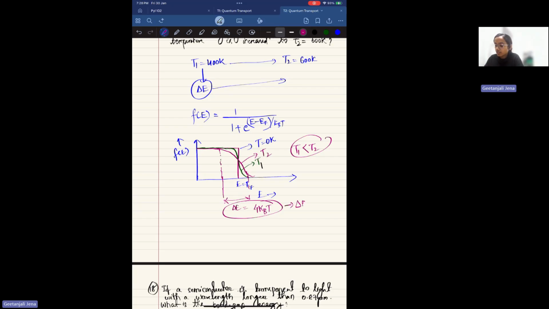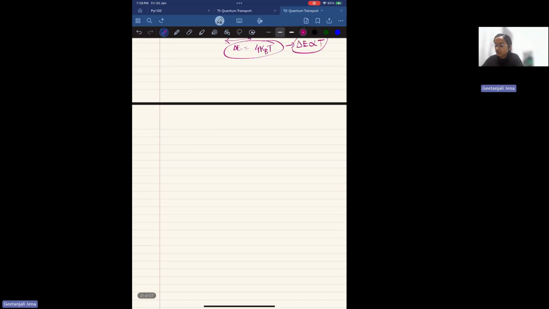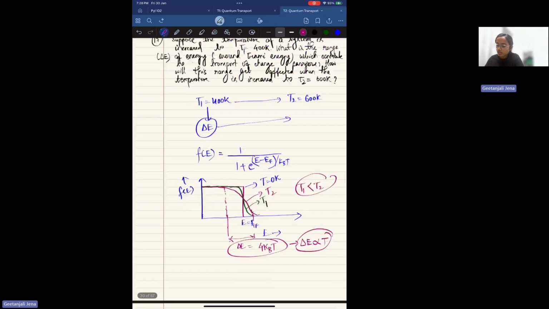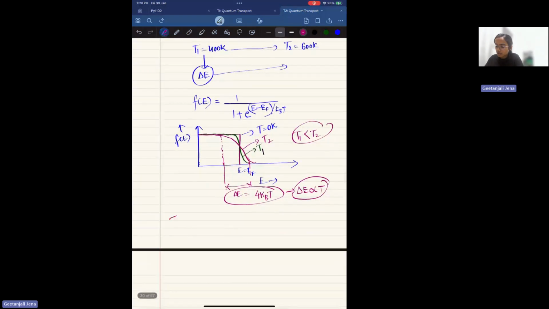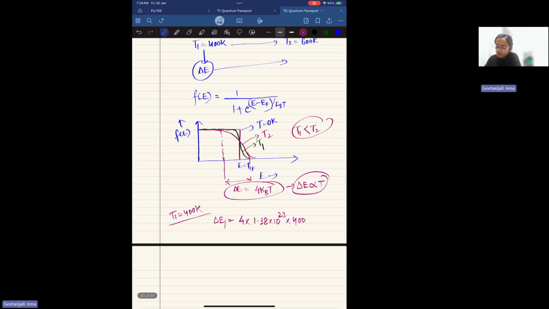So that means the energy spread does depend on the temperature, and as we increase the temperature, the energy spread will also increase. So we are given two temperatures, one is 400 Kelvin. For the first one, the energy spread delta is 4 kBT. kB is 1.38 times 10 to the power minus 23, times 400.